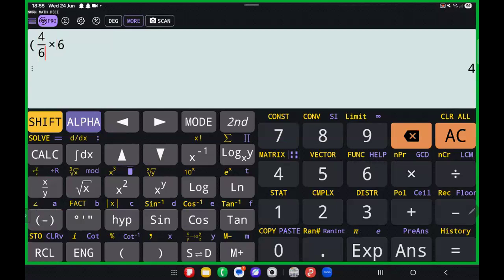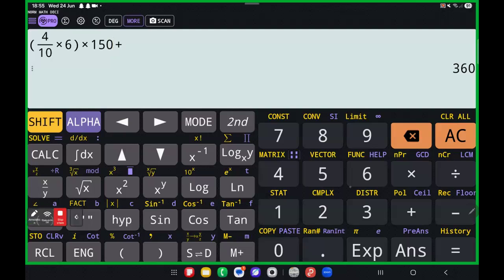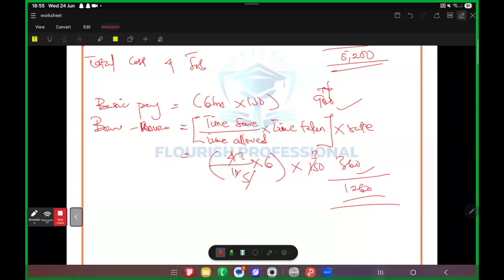So we have 4 over 10 times 6 times the 150 given, which should give me 360. So I'm having 360 here. It's to become the 900 plus the 360. What will be the total? It should give me 1260. So the answer should be 1260, which is B.